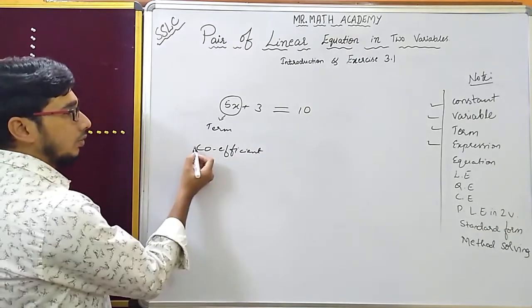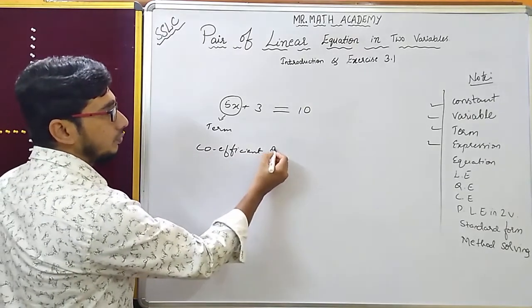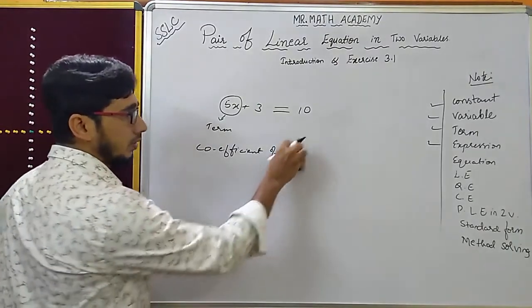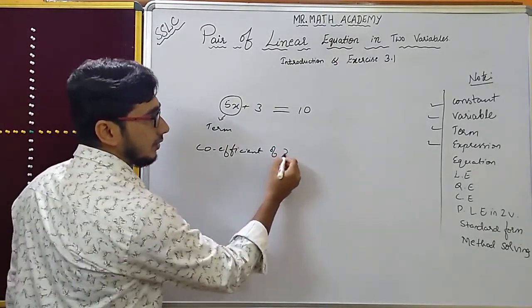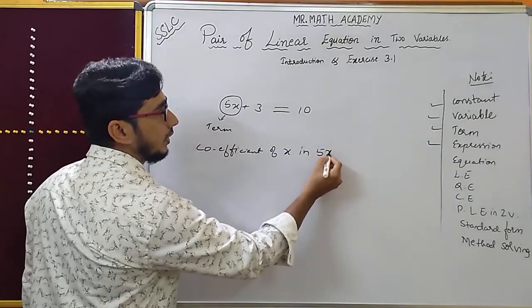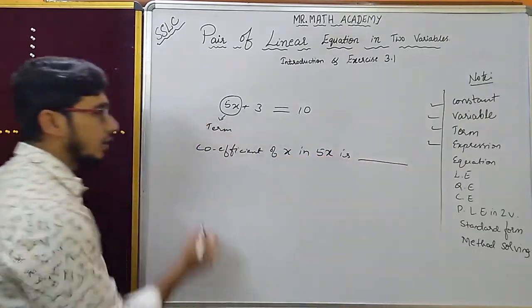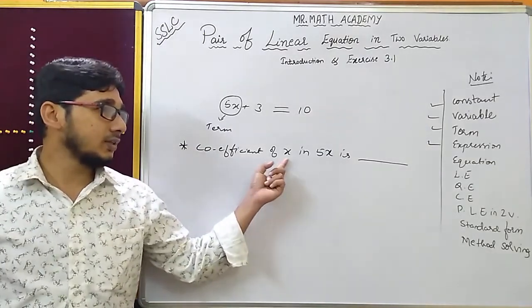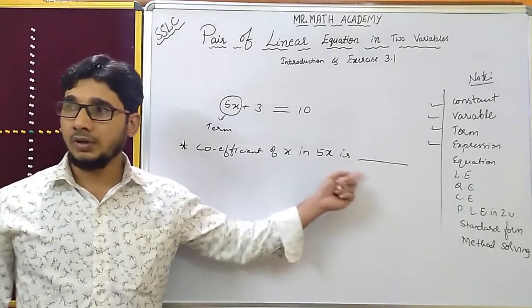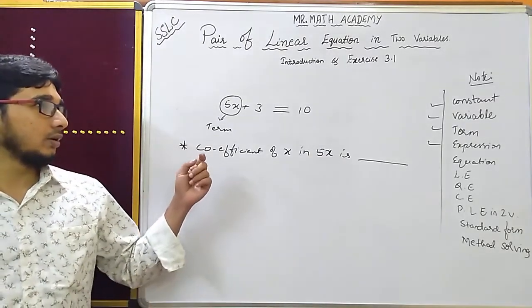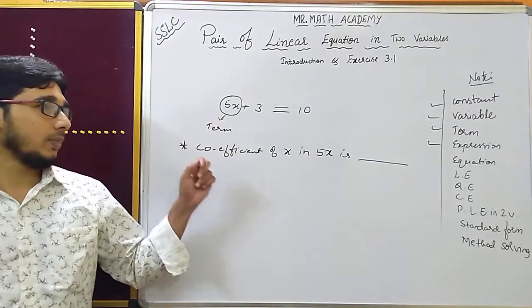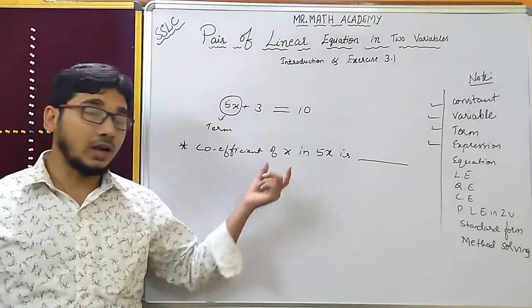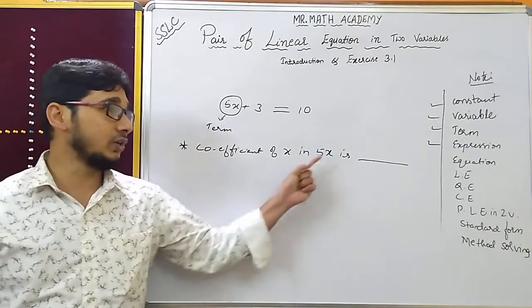I'll write coefficient of x. Coefficient of x in 5x is... coefficient of x in 5x, which means 5x is there here. I am going to find the coefficient of x.